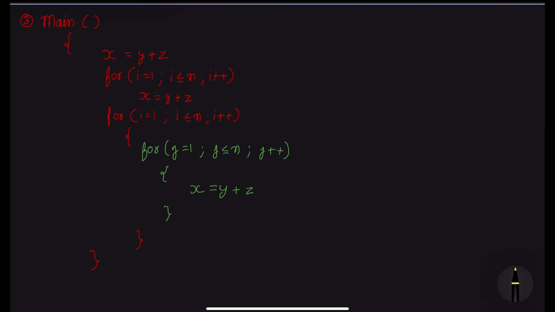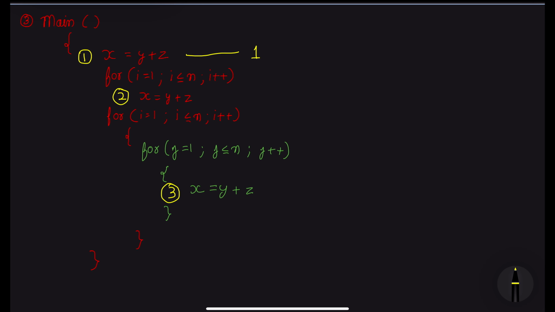Let's see the third question. Inside the main statement, let's see how many statements we have. This is the first statement. Second, we have a for loop, and inside the for loop we have our second statement. Next is a nested for loop, and inside the nested for loop we have our third statement. Now let's see one by one their time complexity. The first is just a single statement, so it will consume only 1 unit of time.